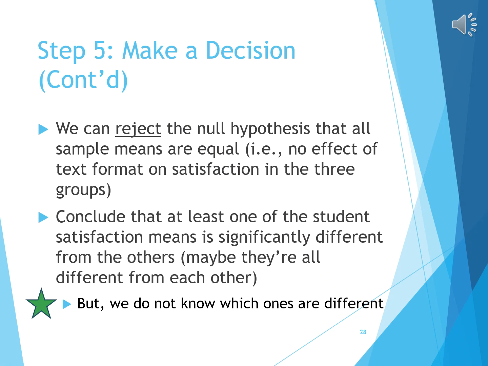So we are going to accept the alternative that at least one of these student satisfaction means from one of those three groups is statistically significantly different from the others, and maybe they're all different from each other. But we don't actually know. In one way ANOVA, the hypothesis testing only gets us to this point. It just says, okay, we rejected the null, so now we know that at least one of those means is not like the others.